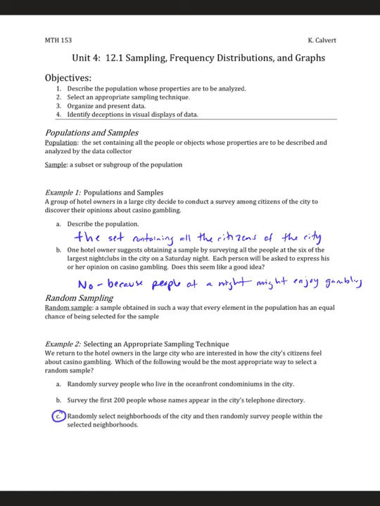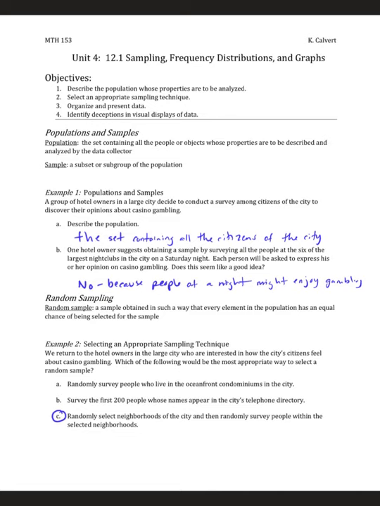We're going to say choice C, randomly select neighborhoods of the city and then randomly survey people within the selected neighborhoods. The reason why the other ones don't work out, so choice A, is randomly survey people who live in the oceanfront condominiums. There you're only targeting one specific group.